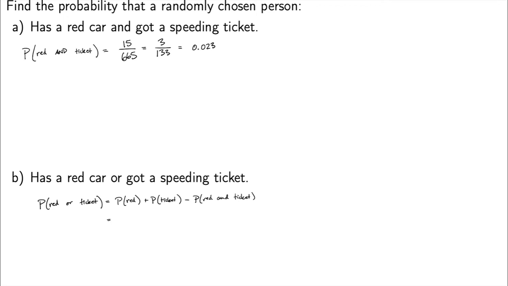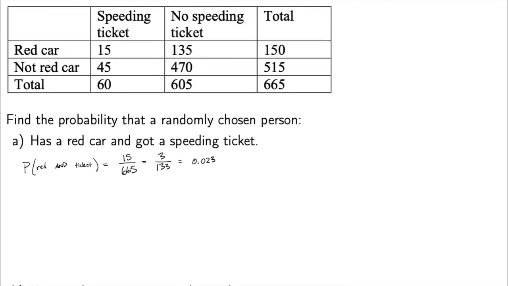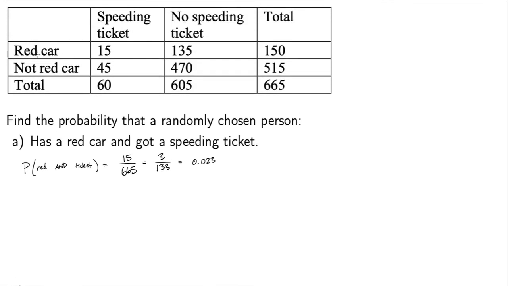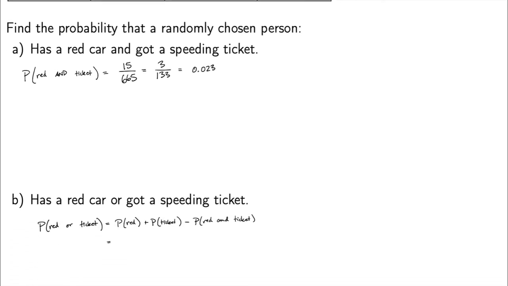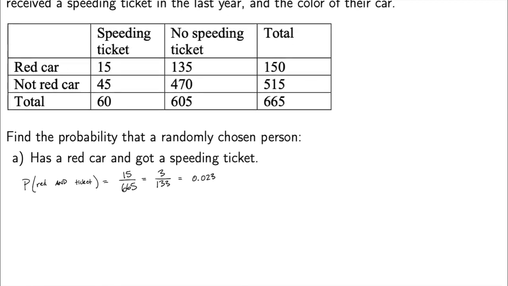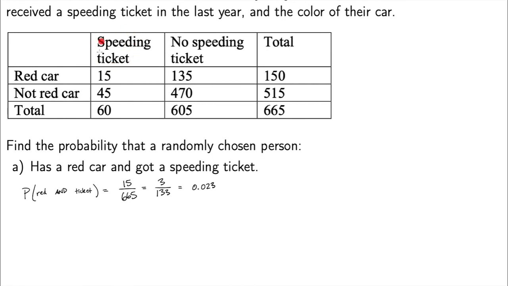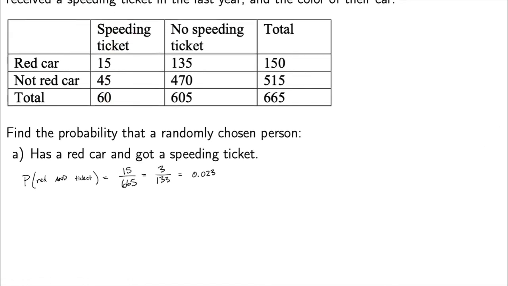So for the probability of a red car, let's go back to our table. We just look at our row for red car, and our total for red car is this spot right here. So there's 150 total people that had a red car. So 150 out of the 665 total people. Plus, and then we have the probability of a ticket. So we look at our column for a speeding ticket and go down to our total, and that's 60. So the probability there is 60 out of 665.